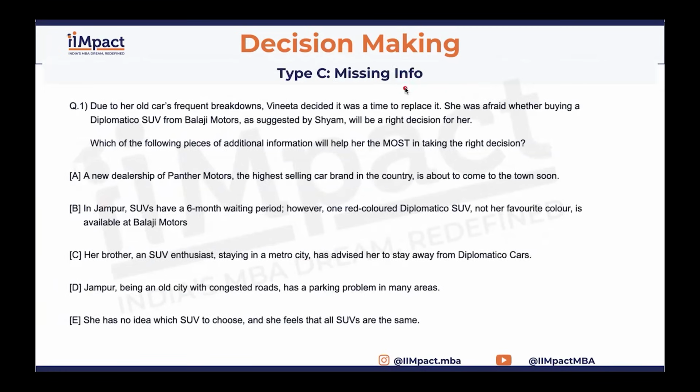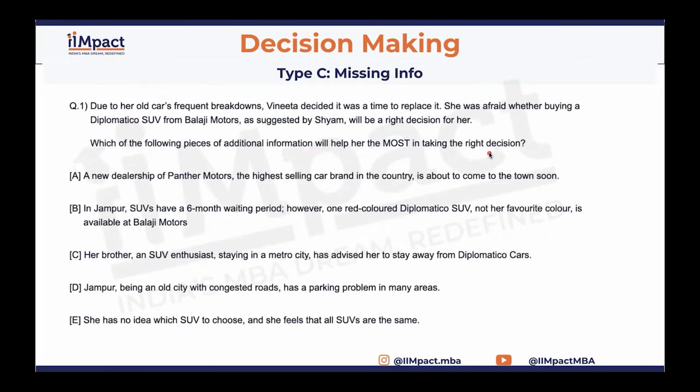Type C is the missing info situation. So all of this is context. This is the subcontext part after the main passage. This is the question statement. Which of the following pieces of additional information will help her the most in taking the right decision? So has the decision been made? No, you are still in the process of taking the right decision.